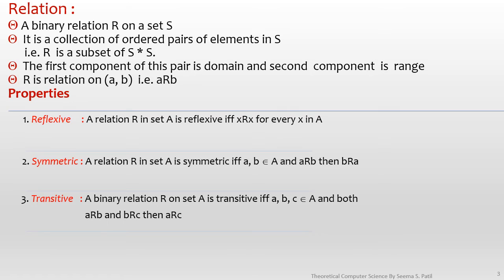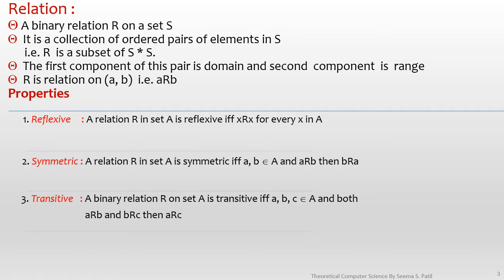Now what are the properties of the relation? Reflexive, symmetric and transitive. These are the three properties of the relation. First, we will see reflexive. A relation R in set A is reflexive if X R X for every X in A.